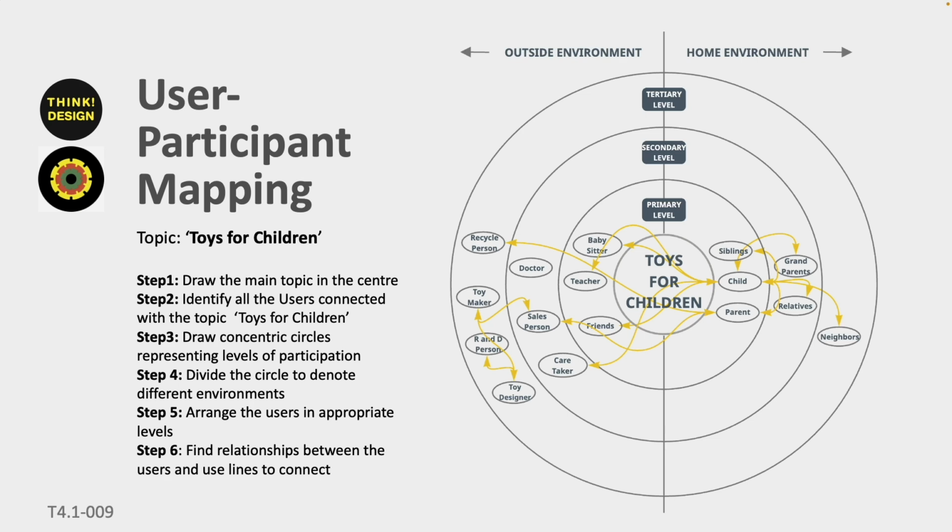For example, the child is very much connected with, for example, friends, and it's actually the toy maker who has to do R&D, and then have a salesperson who will sell it. The caretaker is connected to the child, and that could be connected to the grandparents. So you find this relationship between the participants. Okay, so this gives you a worldview of the users connected with the subject that you're trying to solve. Very simple, isn't it?